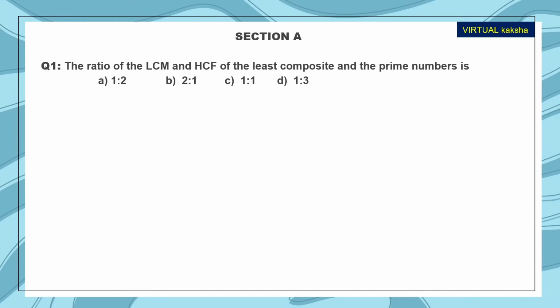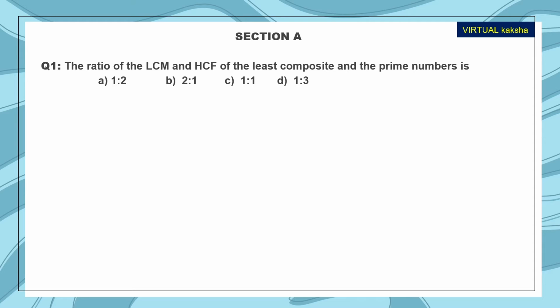In this video, we are going to solve the sample paper of class 10 for the students appearing in the board exams 2021-2022. So this is our first question. In this question, we have to find the ratio of the LCM and HCF of the least composite and the least prime numbers. Then options are given. There are four options.